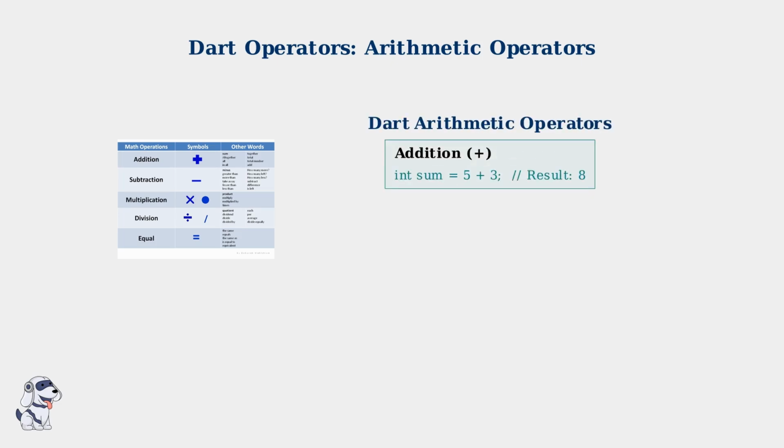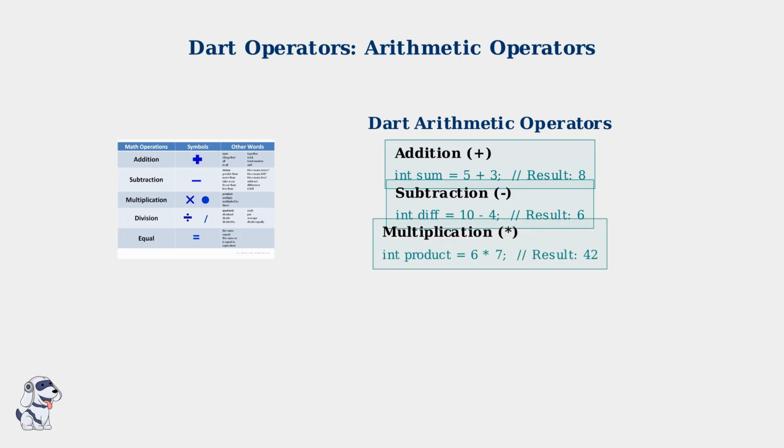The addition operator, represented by the plus sign, adds two numbers together. For example, 5 plus 3 equals 8. The subtraction operator uses the minus sign to subtract one number from another. 10 minus 4 gives us 6. The multiplication operator uses an asterisk to multiply numbers. 6 times 7 equals 42.